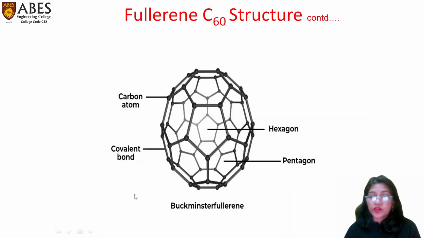This is the basic structure of fullerene. Here, the pentagon is arranged in the center and is surrounded by hexagons.